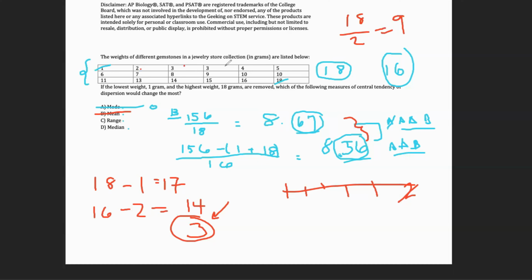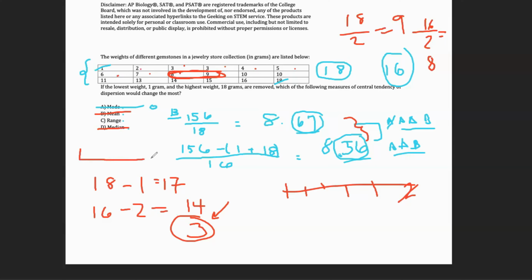So 1, 2, 3, 4, 5, 6, 7, 8, 9. Now remember, we're looking at the middle two numbers. So we're looking between 8 and 9 for the 18 digits. Now, if I have 16, looking at 16 divided by 2, now we have 8 that we're taking a look at. So without the 1 and the 18: 1, 2, 3, 4, 5, 6, 7, 8. Now you can see here the middle two numbers are still the same. So we really didn't change anything because the middle will remain the middle.